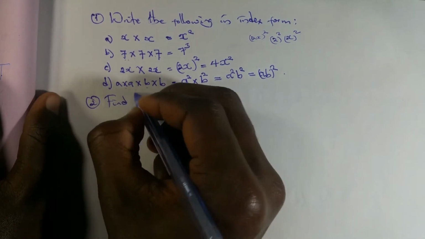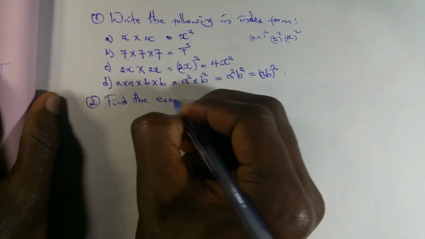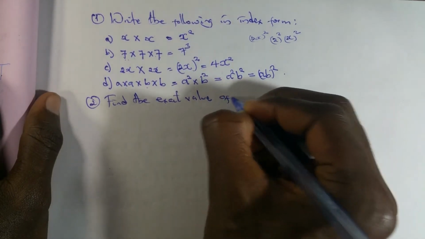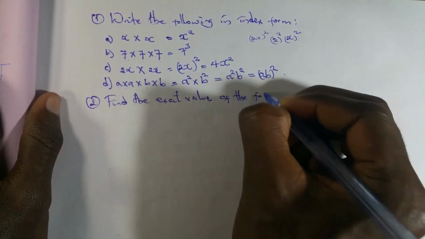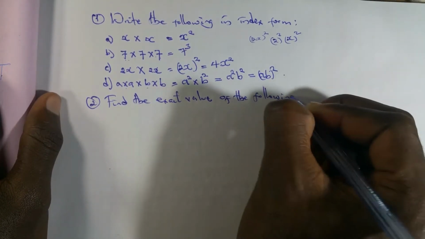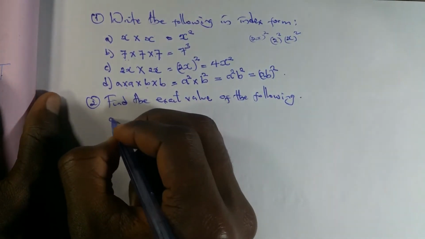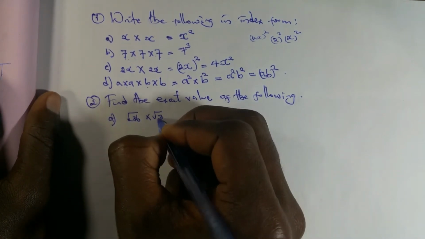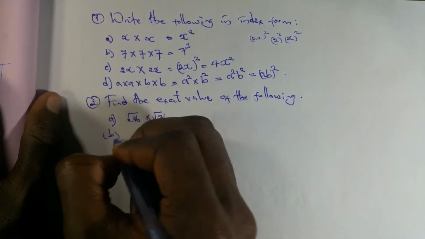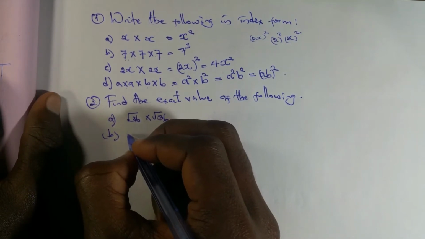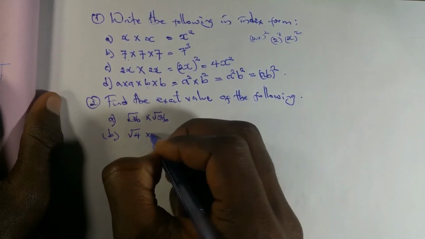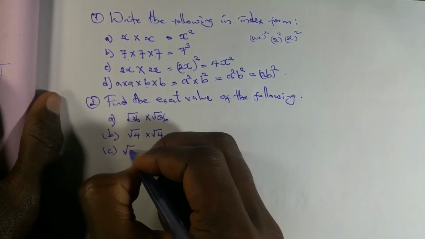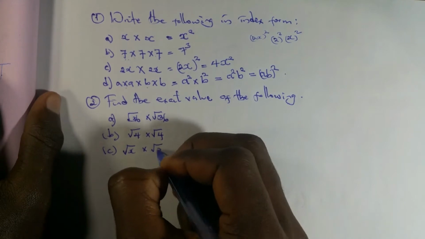Find the exact value of the following. Okay, a, we have root of 36 times root of 36. B, we have root of 4 times root of 4. C, we have root x multiplying root x.